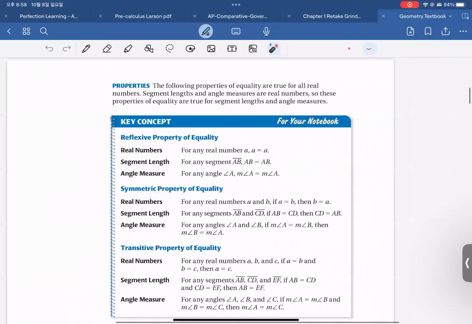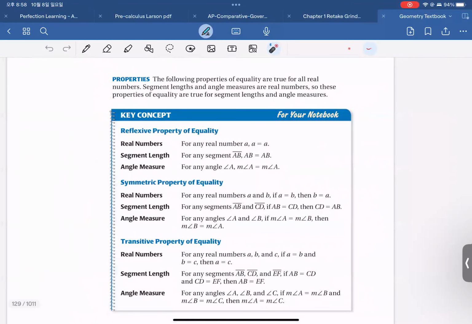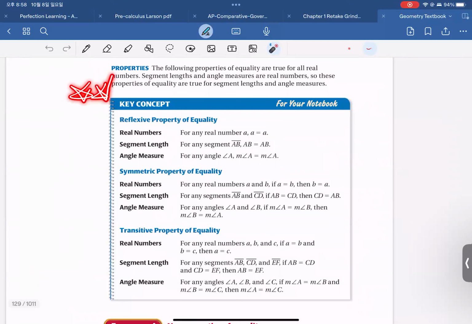Now, these are some key properties that come up a lot, not just in algebraic proofs, but in geometric proofs when you maybe prove congruence of triangles and whatnot. So they're very, very important to note.